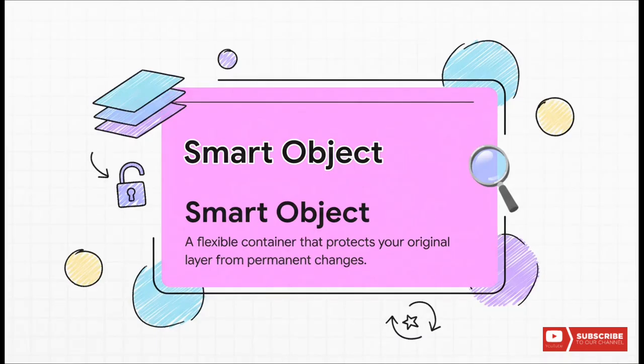And the main tool we use for this is the Smart Object. The best way to think of it is like a protective, flexible container for your layer. Any filters or transformations you apply affect the container, not the actual image inside. What does that mean? It means you can always double-click and go back and tweak the filter settings, or you can change the size without losing any quality.